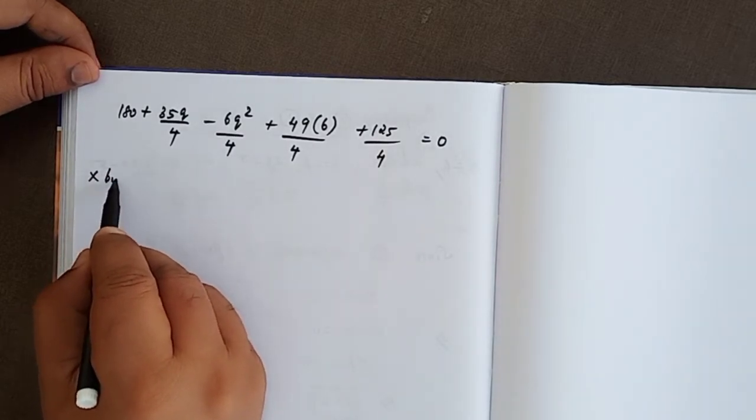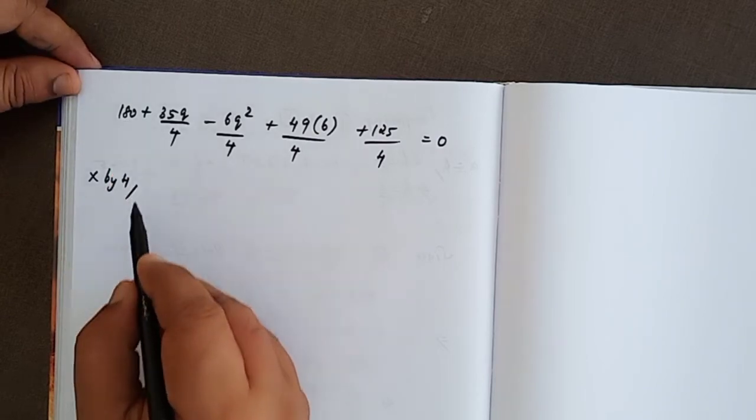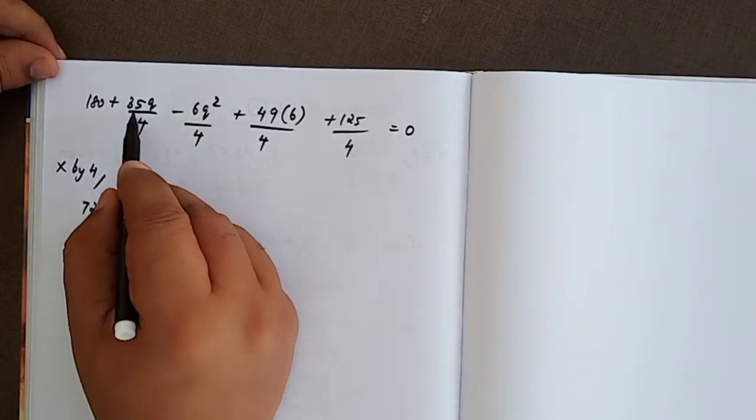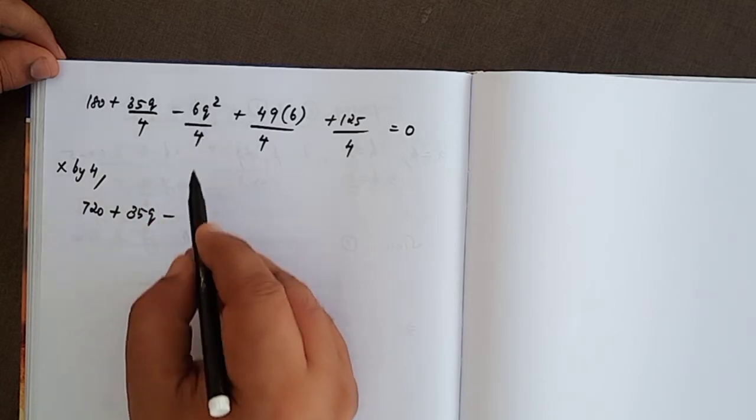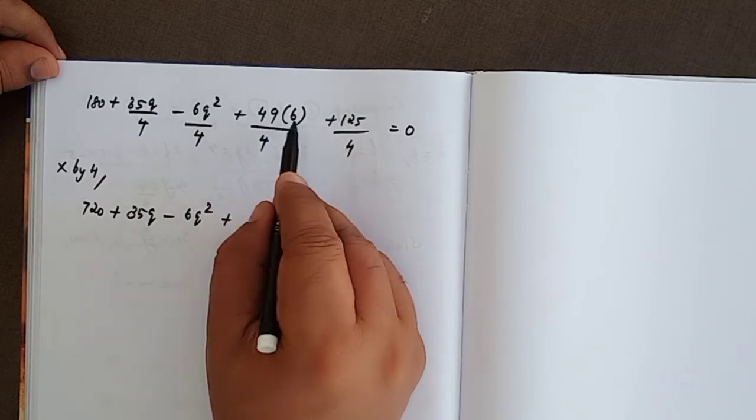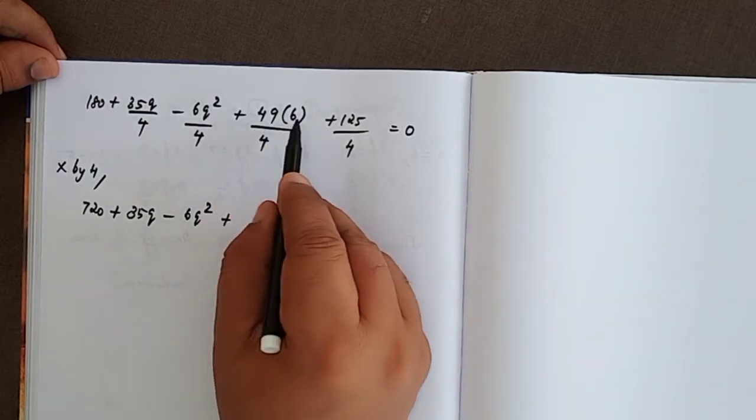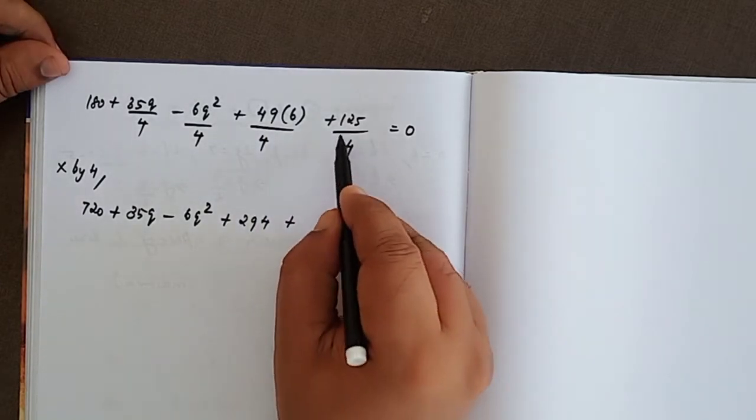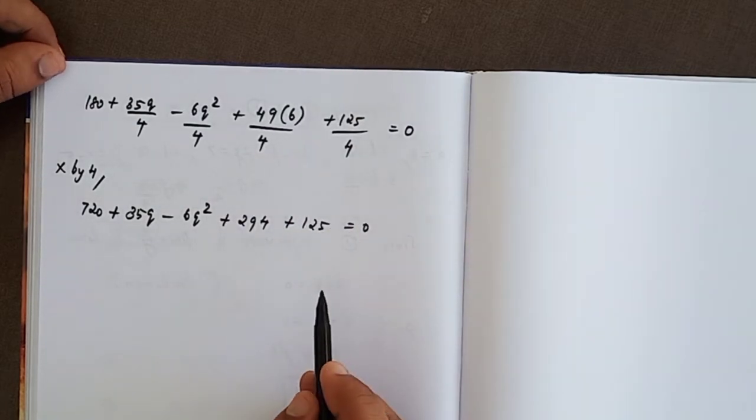Multiply by 4. If you multiply 4 into 180, that is equal to 720, plus 35Q, since multiplying by 4 cancels the denominator. Here, multiplying by 4, we get only 6Q squared. The 4 gets cancelled, only 49 into 6. 9 6s are 54, balance 5. 4 6s are 24, 24 plus 5 is 29. Plus, multiplying by 4 cancels it, only 125, that is equal to 0.